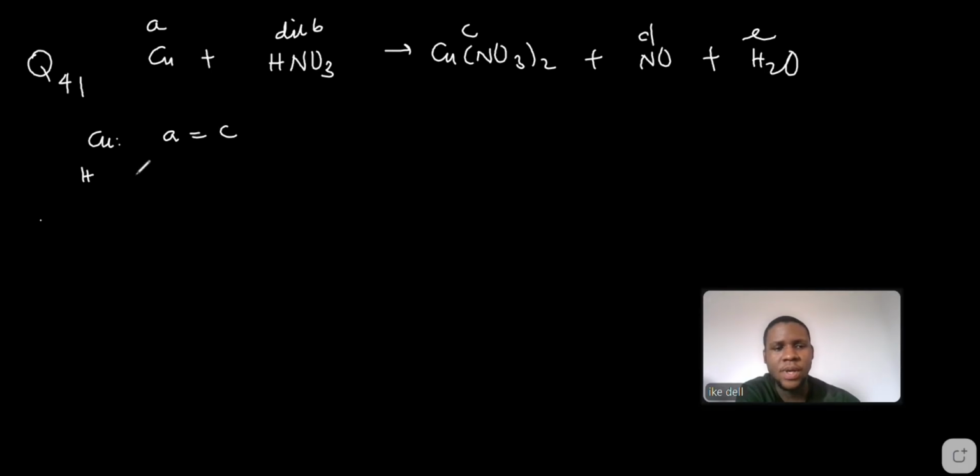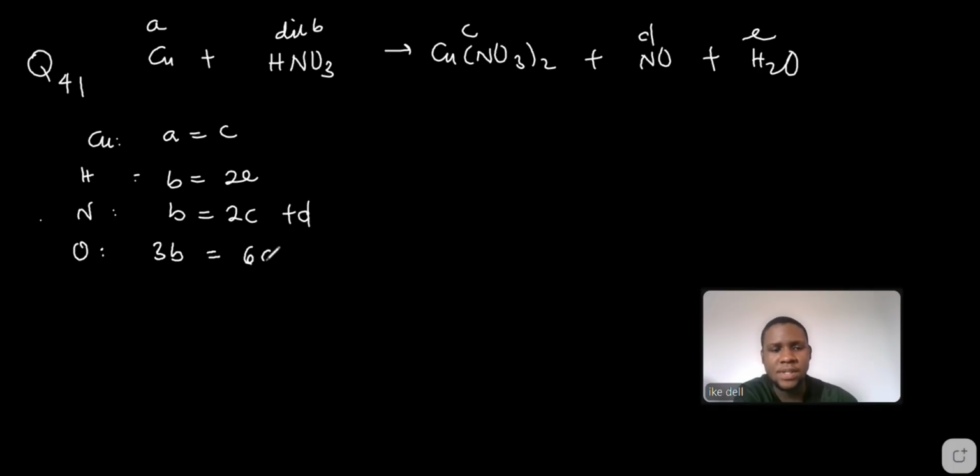Comparing hydrogen, we have B equals 2E. Okay, it's almost the same thing. Then we have the next one, nitrogen. We have B equals 2C plus D. We have oxygen. 3B equals 3 times 2 is 6. So that's 6C. And then we have D. And then we have E.